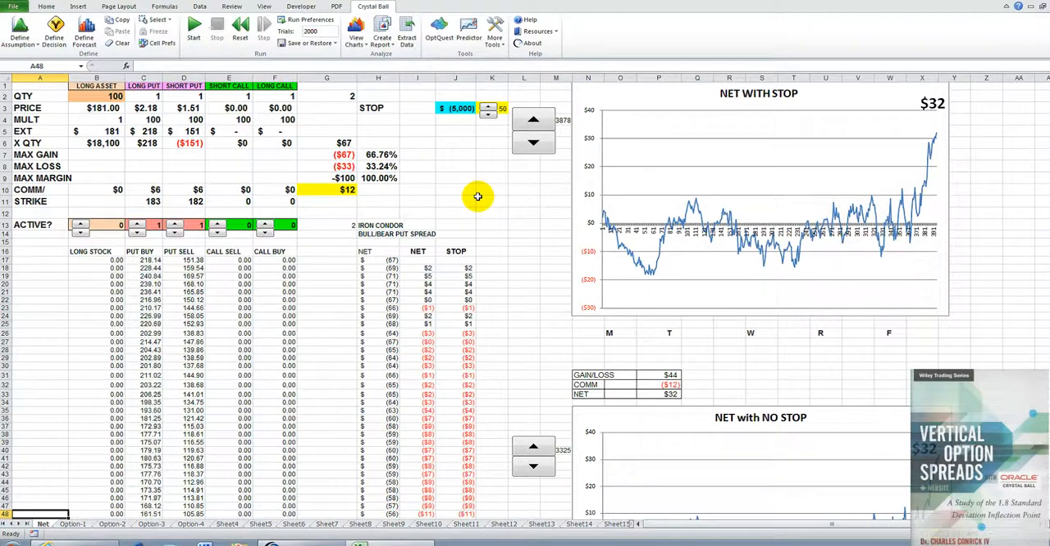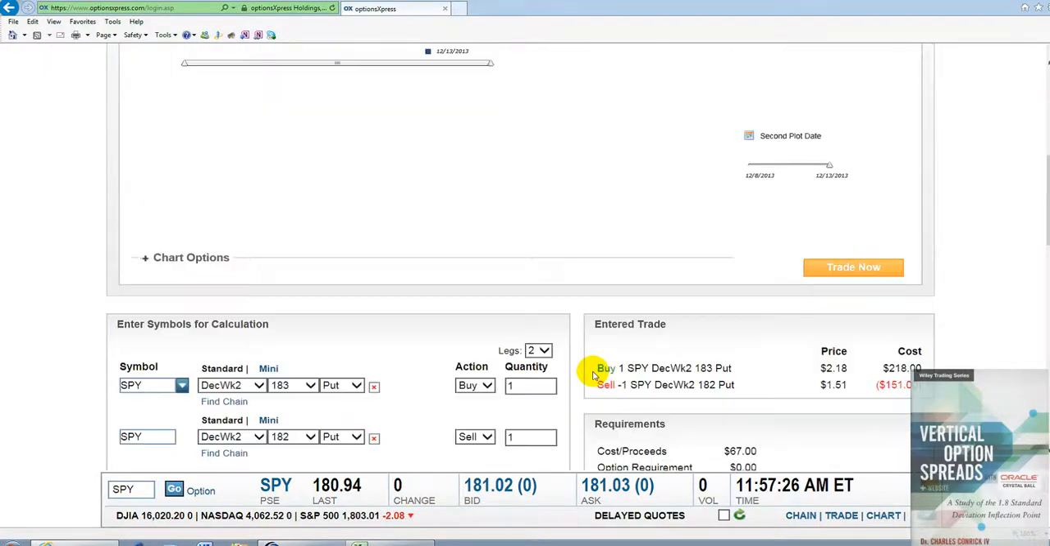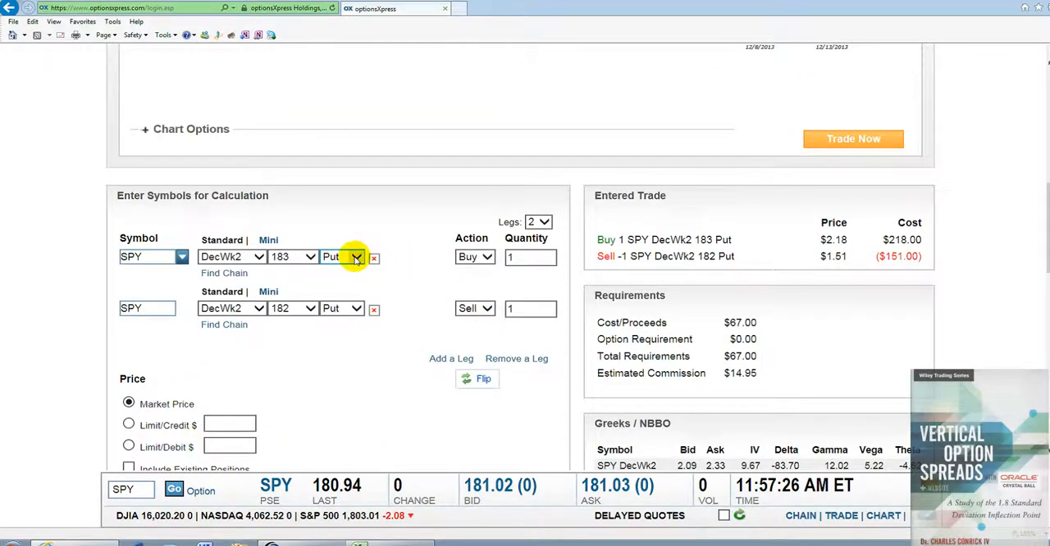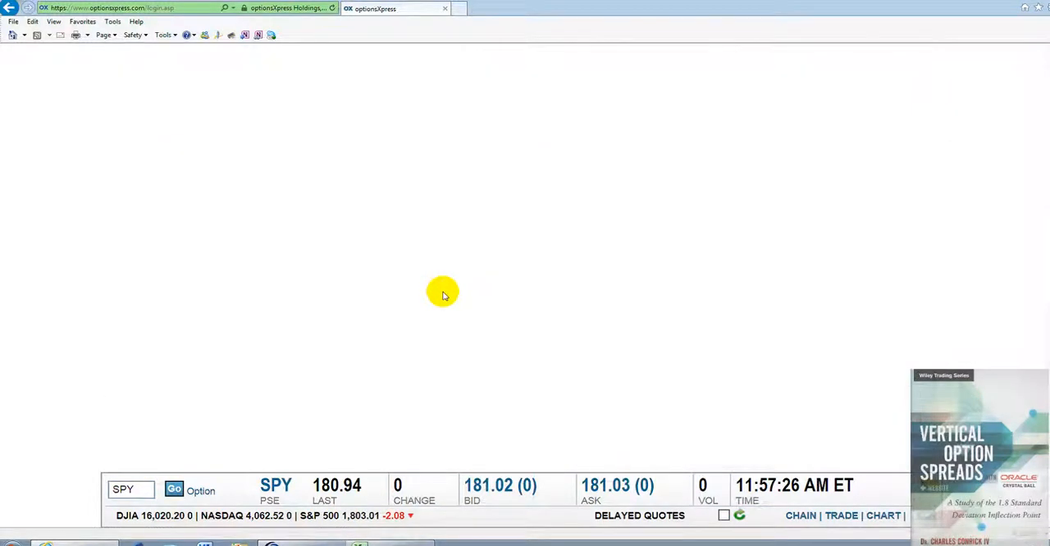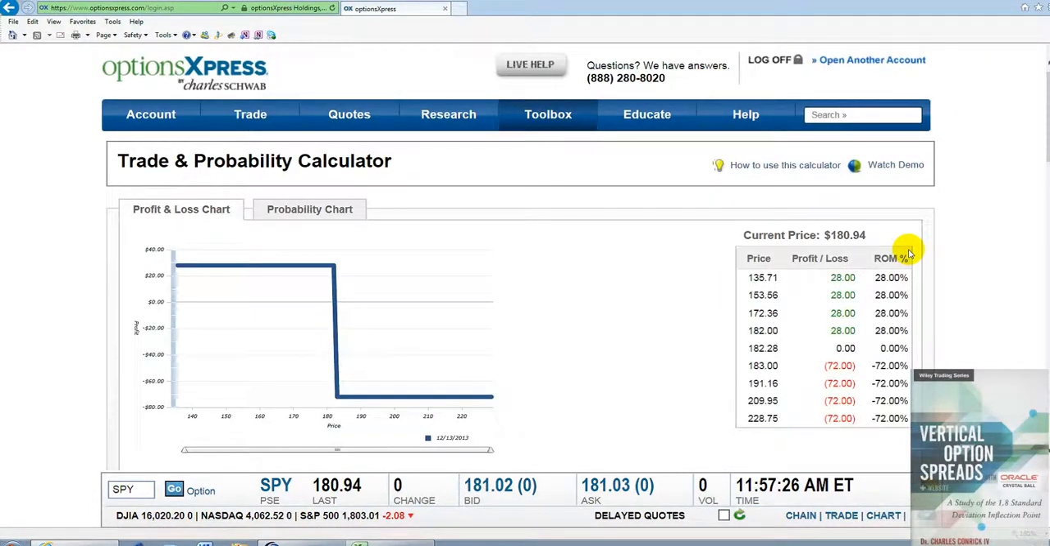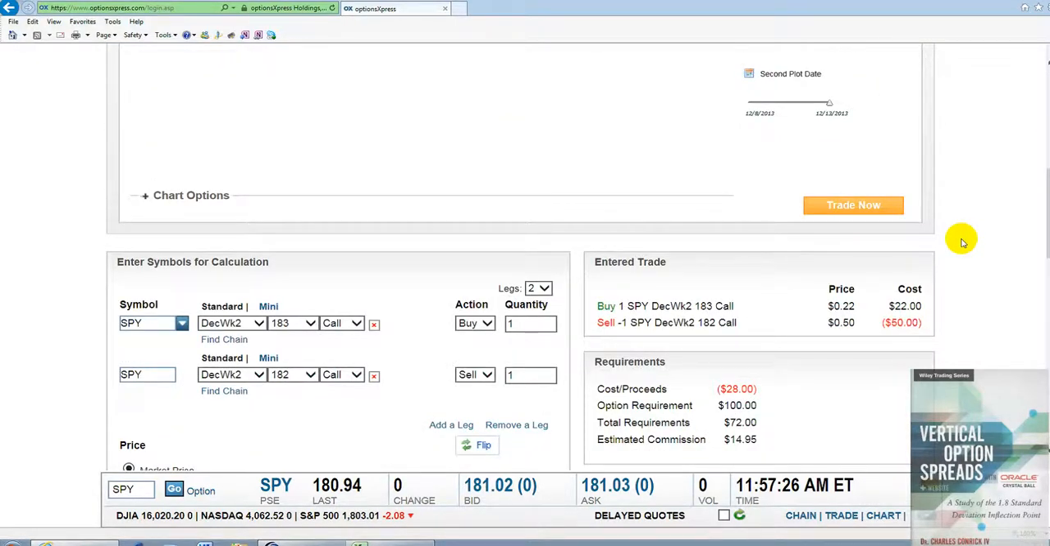All right, ladies and gentlemen, I'm under some time pressure here. That was a bear put spread. Now, let's look at a bull call and a bear call. And very easy to set up. We'll change this to a call, and we'll change this to a call, and we'll recalculate the trade. We'll leave the strikes the same for just demonstration time, and you will see on the bear call side that we have a credit spread.